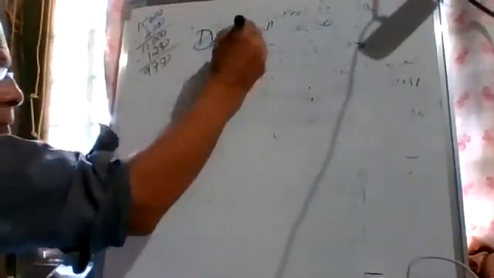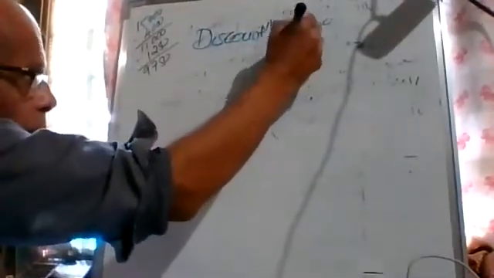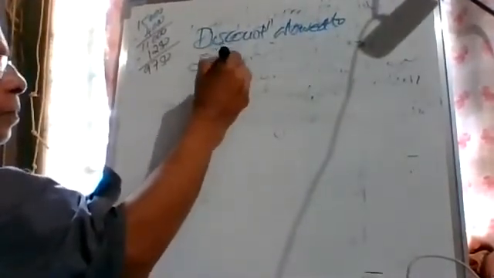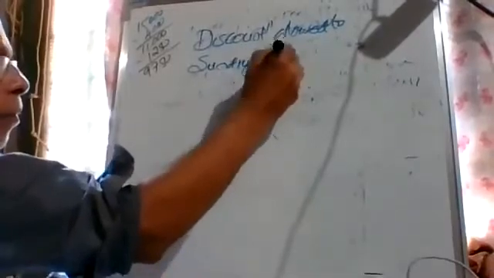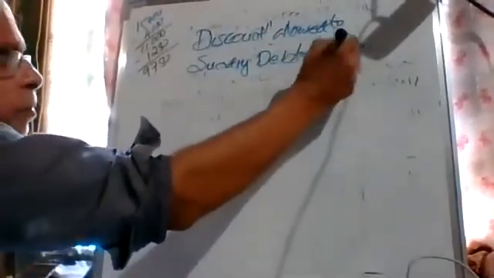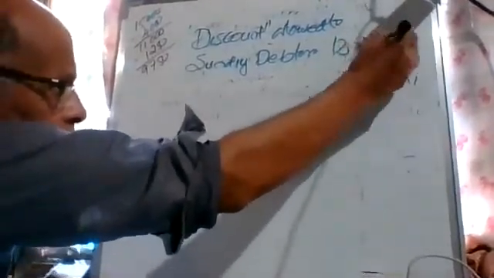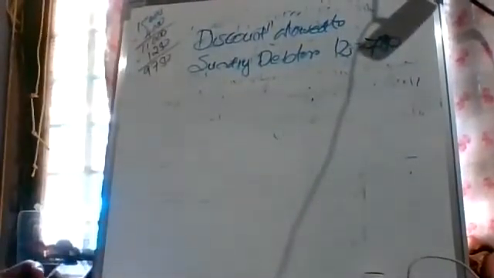Next transaction. Discount allowed to sundry debtors. Discount allowed to sundry debtors, 780. Who will say the answer?